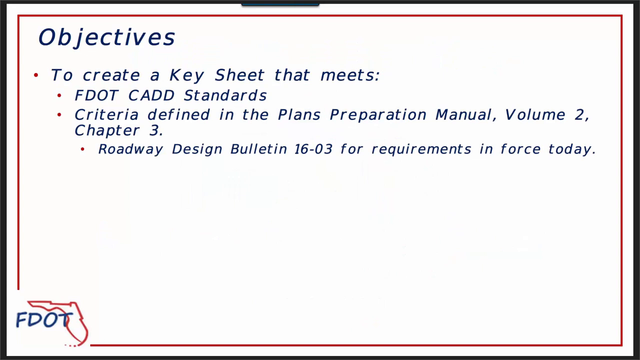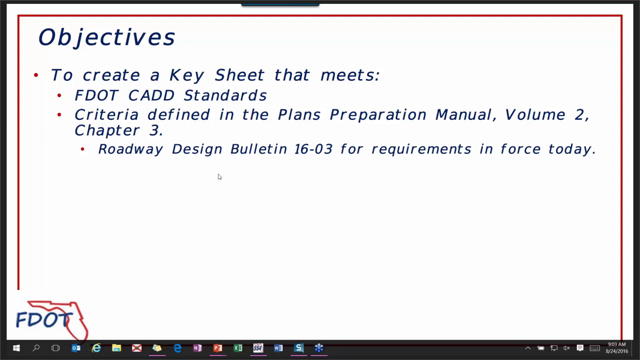The objectives for Chapter 2. Basically, we're going to create a key sheet that meets the FDOT CAD standards. It's also going to meet the criteria defined in the Plans Preparation Manual, Volume 2, Chapter 3. And just so you know, in case you didn't, there is a roadway design bulletin out there, number 1603, in regards to key sheets. This has been updated and revised so that it also meets all the requirements of the latest bulletin, which goes into effect. It basically overrides whatever is out there in the PPM until the next PPM comes out.